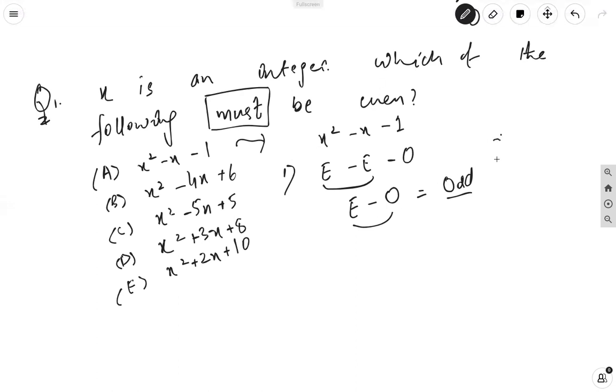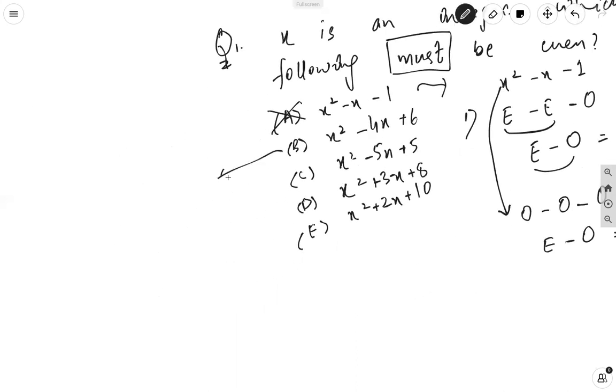Now, if I take x as odd, so odd minus odd minus odd, I'm just translating this. Odd minus odd is even, and even minus odd is again odd. So this is not a possible case, right?